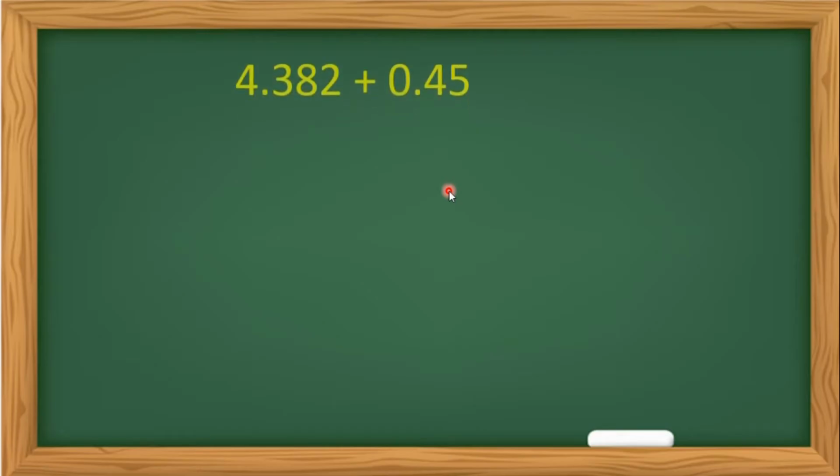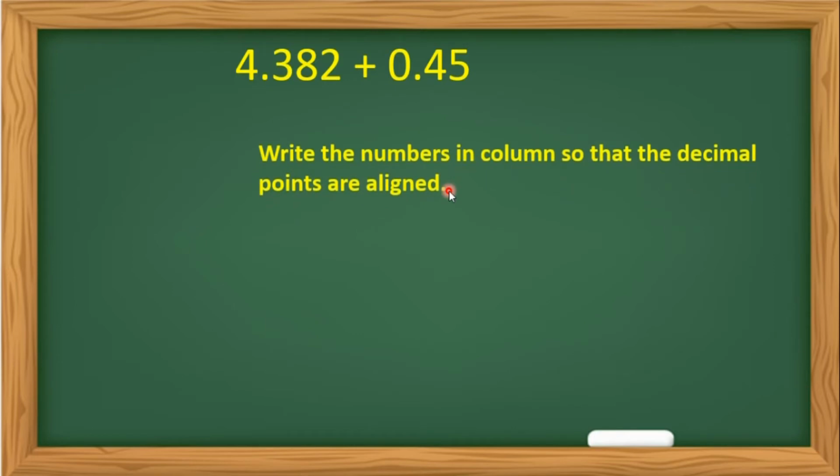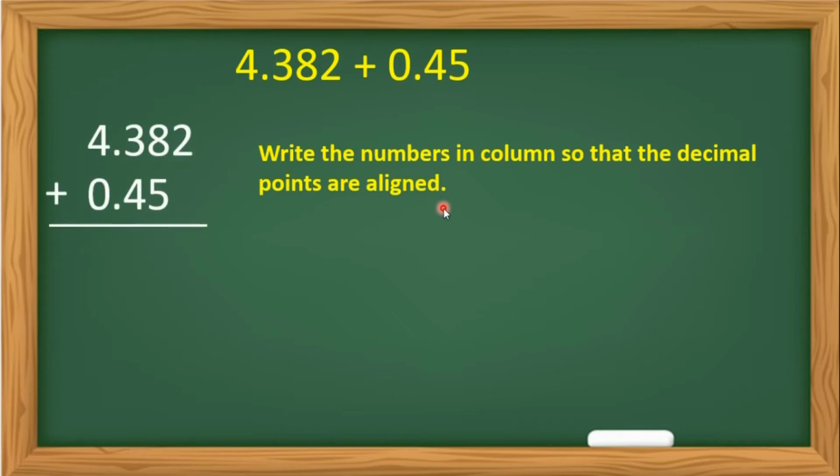Okay, now let's start with addition of decimals. For example, we have 4 and 382 thousandths plus 45 hundredths. The first step in adding decimals is to write the numbers in columns so that the decimal points are aligned. So 4 and 382 thousandths plus 45 hundredths. We have to align the decimal points, and then the tenths, hundredths, thousandths, and so on.